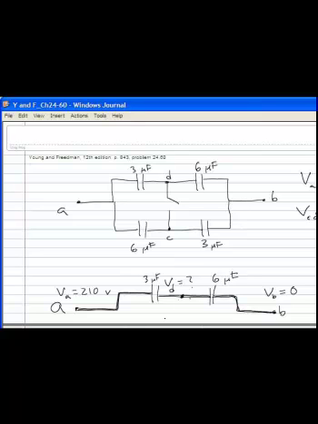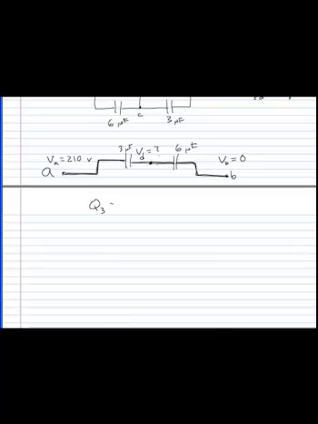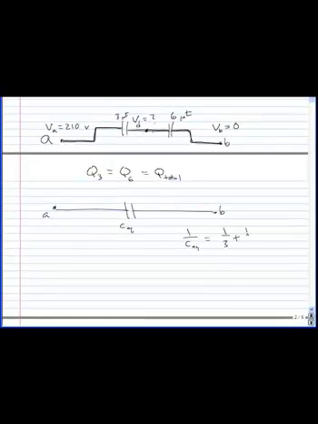We have 2 capacitors in series here, and we know the voltage across the whole series. So the charge on the 3 microfarad capacitor has to equal the charge on the 6 microfarad capacitor, and that has to equal Q total for the series. Let's find the equivalent capacitance. 1 over C equivalent is 1 over 3 plus 1 over 6. This is all in microfarads. So I got 2 microfarads.